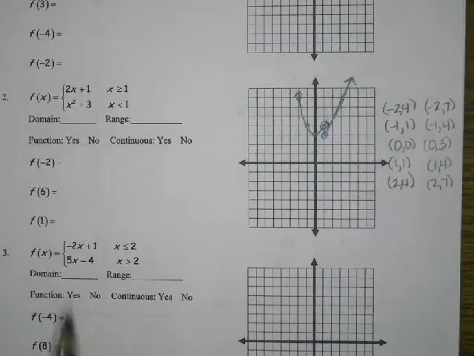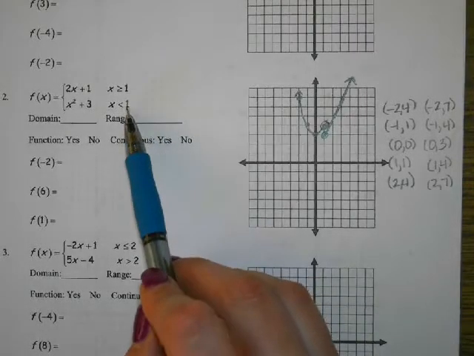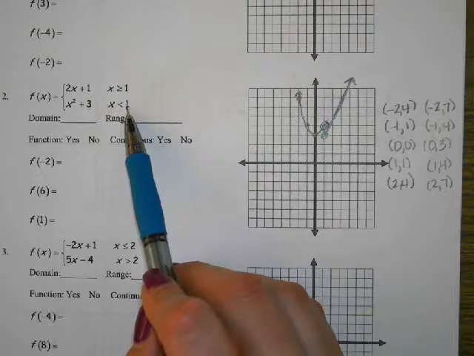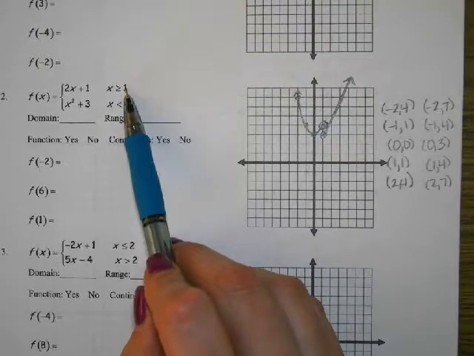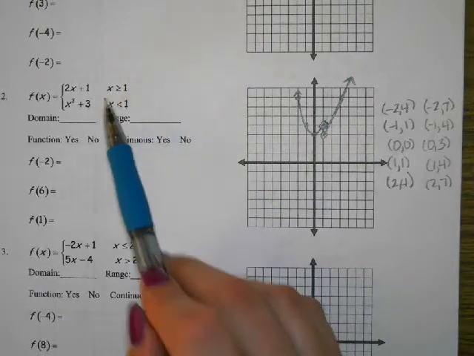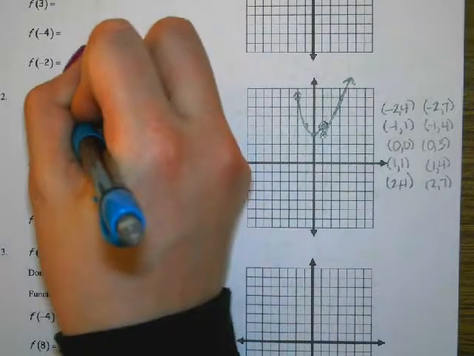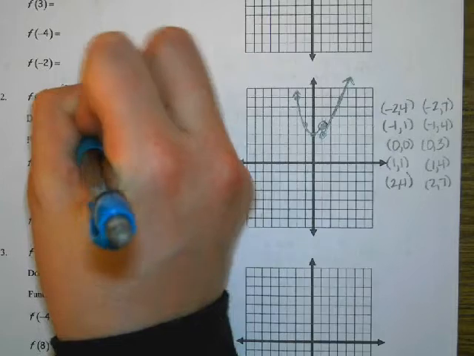Now they're asking you about the domain, so they're saying what x values are you allowed to plug in? And right here they said you're allowed to plug in all the x values that are smaller than 1 and all the x values that are bigger than 1 and the x value that equals 1. So did they skip any x values? No, they didn't skip any, so what should we write? All real numbers. Or you can do negative infinity to positive infinity.